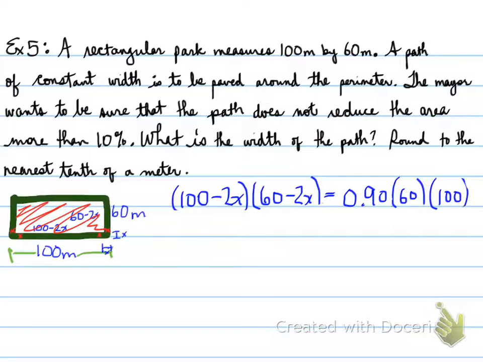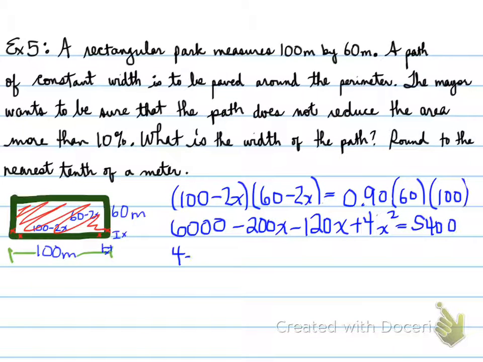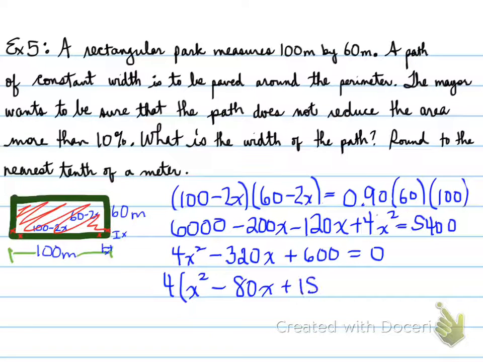So 100 minus 2x times 60 minus 2x. 100 times 60 is 6,000, minus 200x minus 120x plus 4x squared equals 5,400. Move everything to one side. You have 4x squared minus 320x plus 600 equals 0. And then 4 times the bracket x squared minus 80x plus 150. And then factor. Now, can you factor this? You could try, but I'm going to tell you right now, folks, it's not factorable. So we have to use, that's right, the quadratic formula.